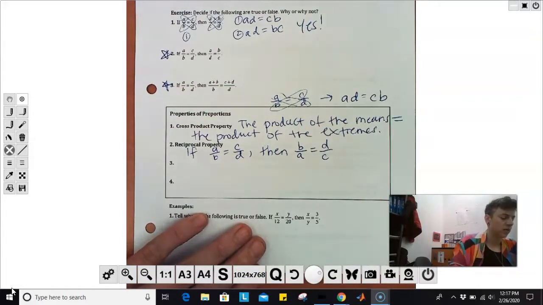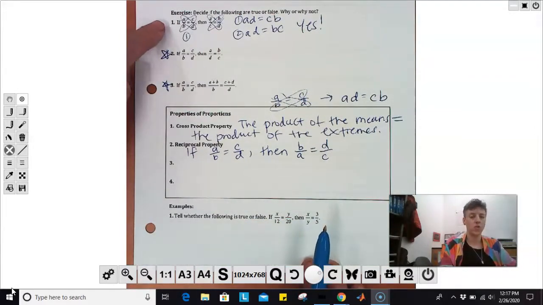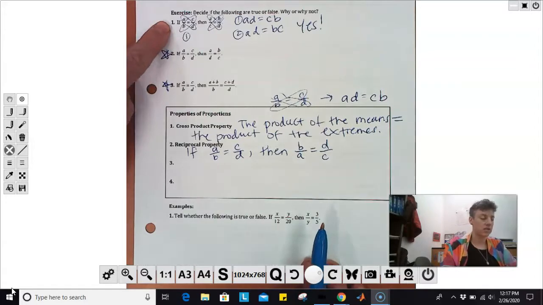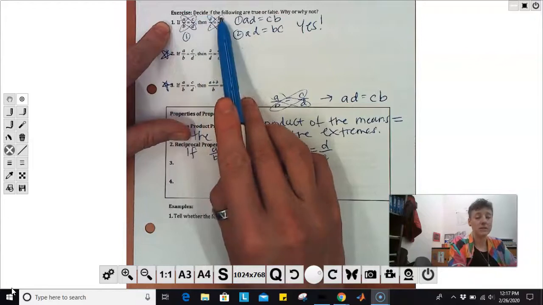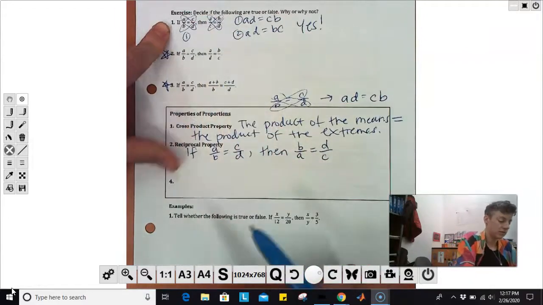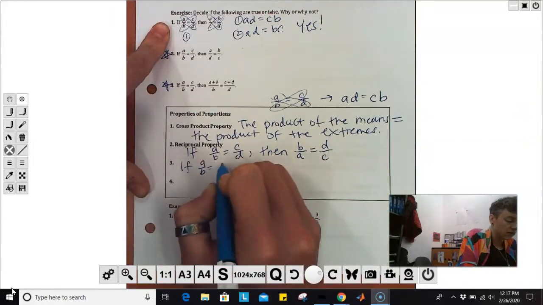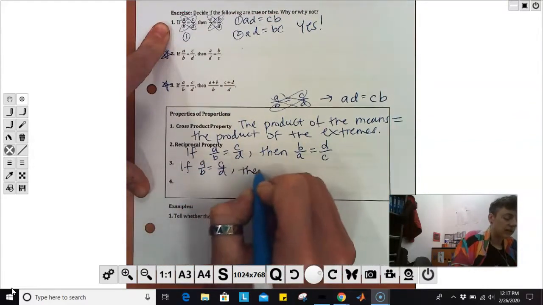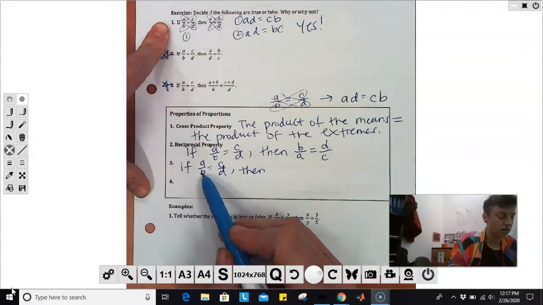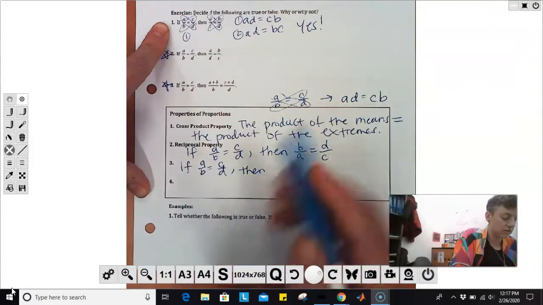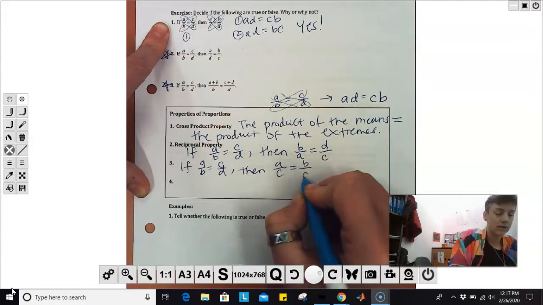Cool. We've got two more. One of them is based off of question 1, which says that we can, in essence, switch the positions of the means and we will get the same thing. So if we have A over B equals C over D, then it is true that we will get the same answer if we switch the position of these means. So A over C will equal B over D.